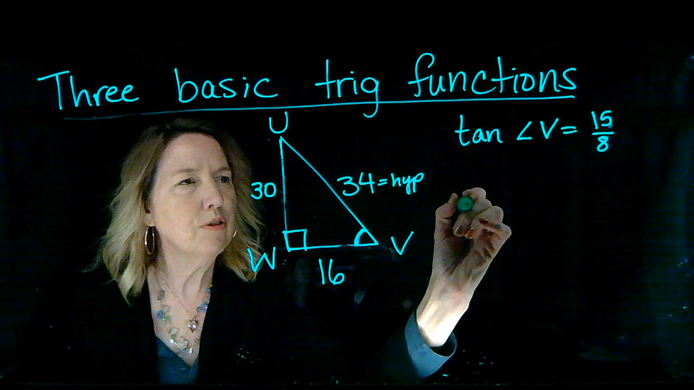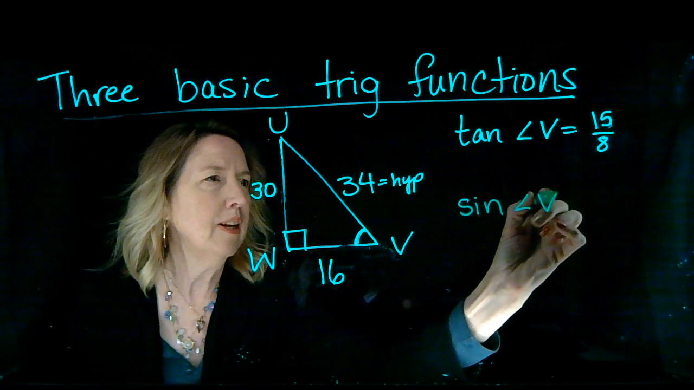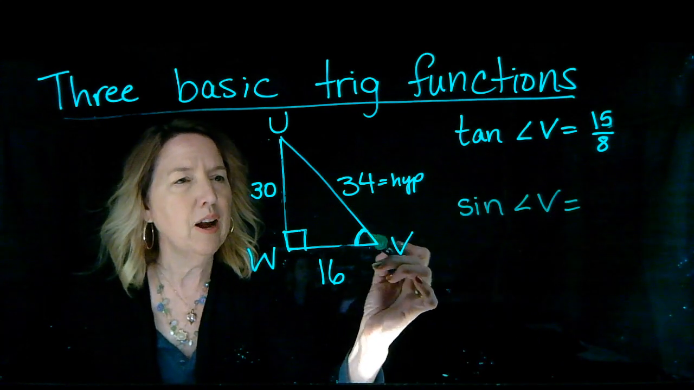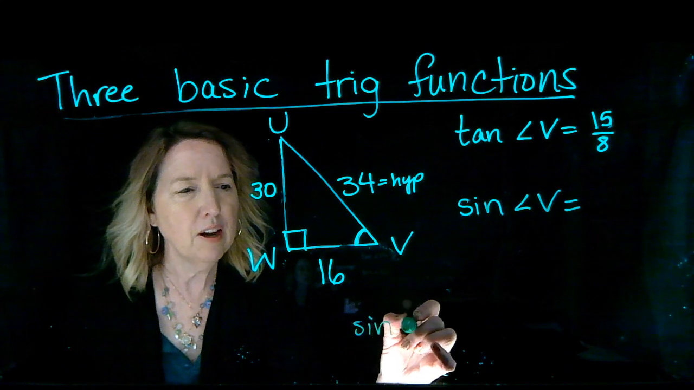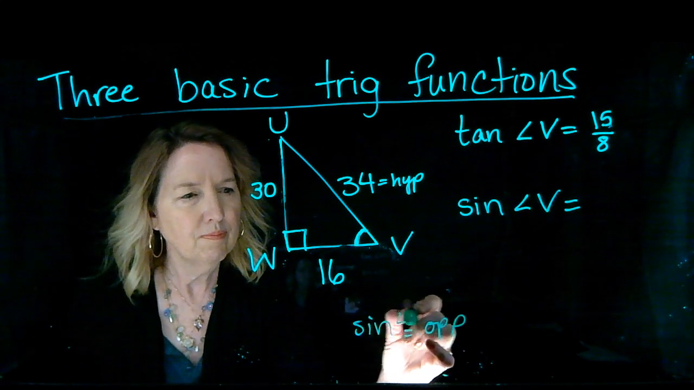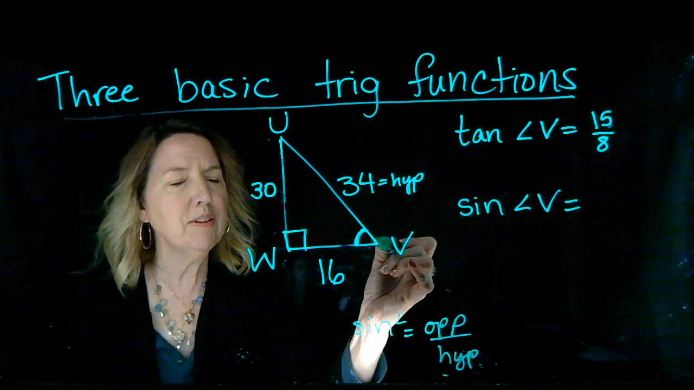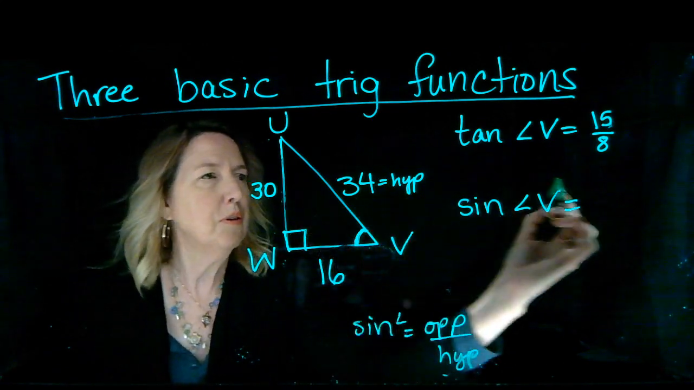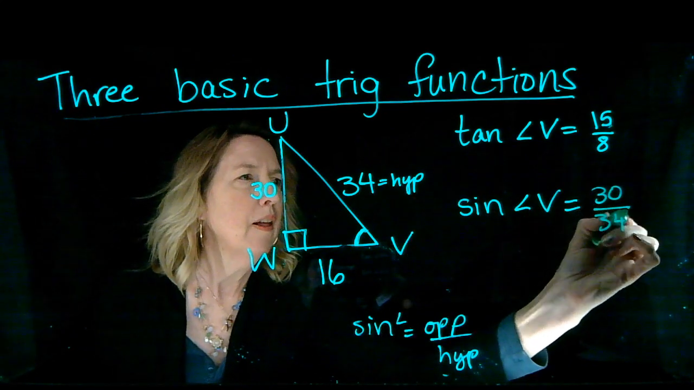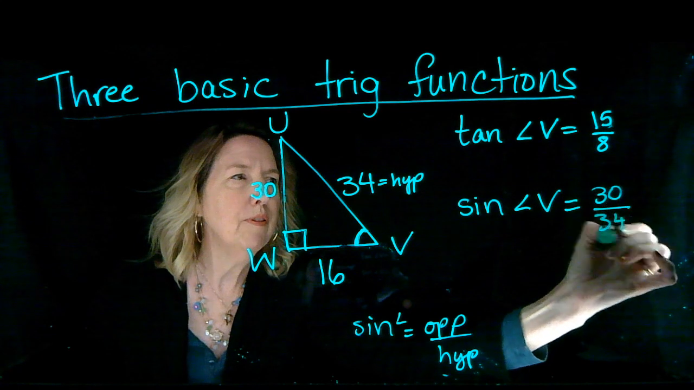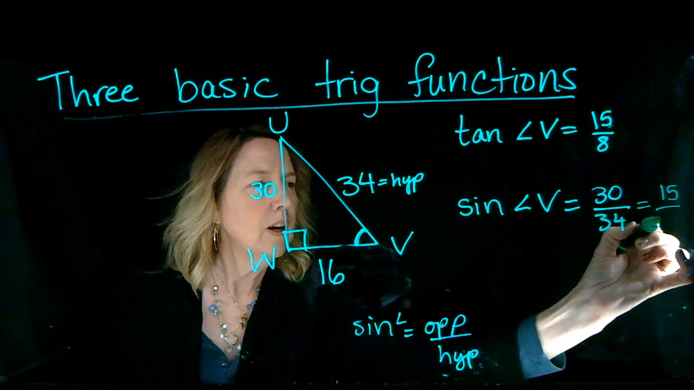You could also determine the sine of angle V. The definition of sine is opposite over hypotenuse. So from this angle, opposite is 30, hypotenuse is 34. This is your sine of angle V, and you could reduce it to 15 over 17.